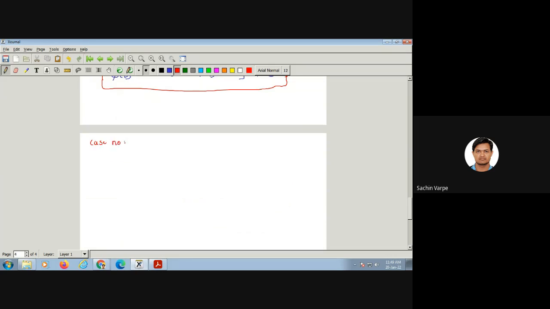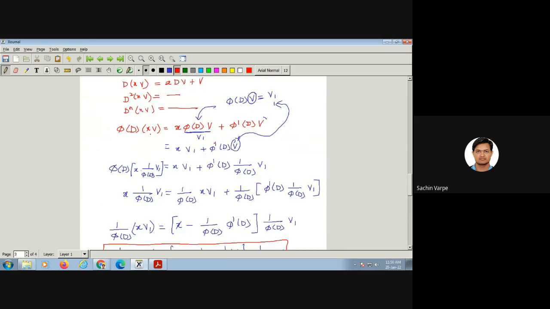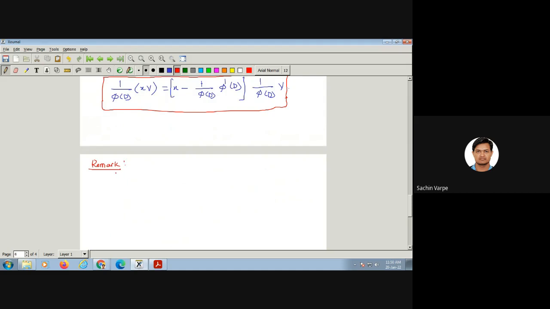And the last case is case number 7. It says when your f of x is x raised to m. But before discussion on this case, let us see what is the need of this case. Actually we have some remarks from the previous case. If those remarks do not get satisfied, we need the next case. So the remark for this case, okay, f of x is equal to x into v. So the first remark is the power of x must be 1.